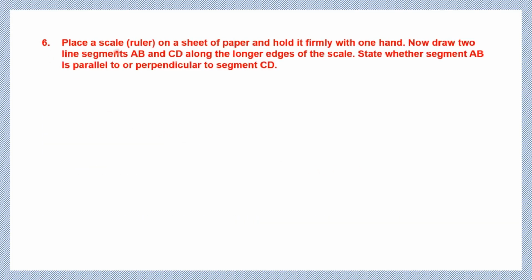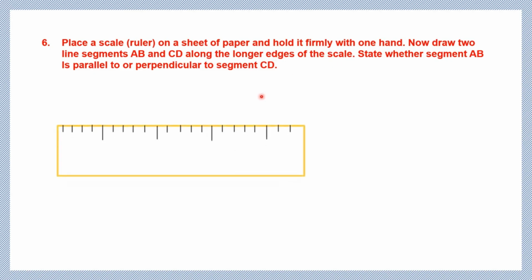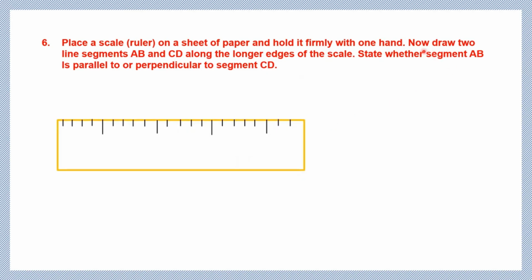Question 6. Place a scale or a ruler on a sheet of paper. Hold it firmly with one hand. Then draw two line segments AB and CD along the longer edges of the scale. So first let's place a ruler and hold it firmly. So this is a ruler. Now draw two line segments along the longer edges. So this is one long edge and this is the other long edge.